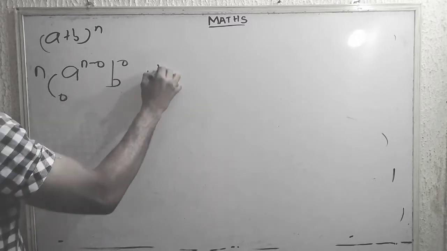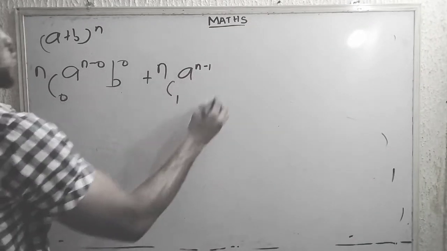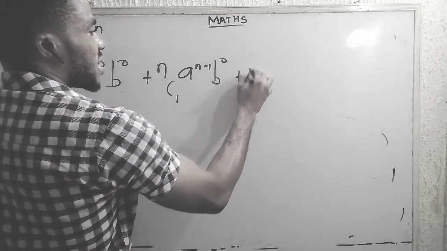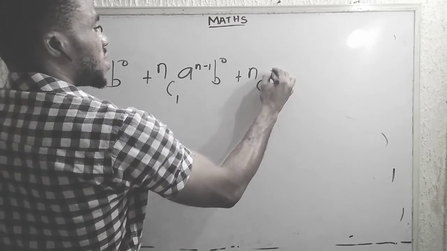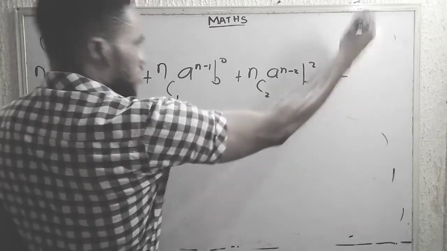Then I have n combination 1, a raised to power n minus 1, b raised to power 1. That will give the second term. Then I have n combination 2, a raised to power n minus 2, b raised to power 2. Now you continue that way.